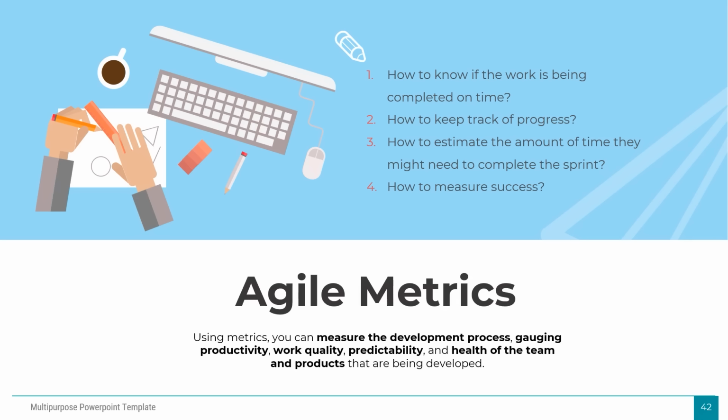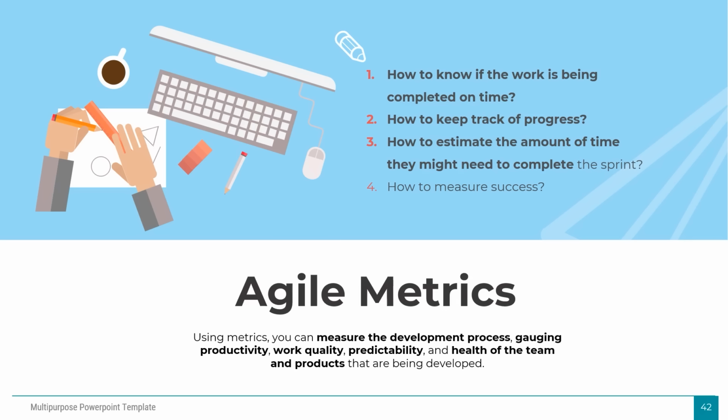Now the question is, how does the team know if they will be completing the work on time? How do they keep track of their progress? Estimate the amount of time they might need to complete the sprint. How do they measure success? This is where Agile metrics come in. Without bringing Agile metrics into the picture, using Agile won't bring much value to a company.